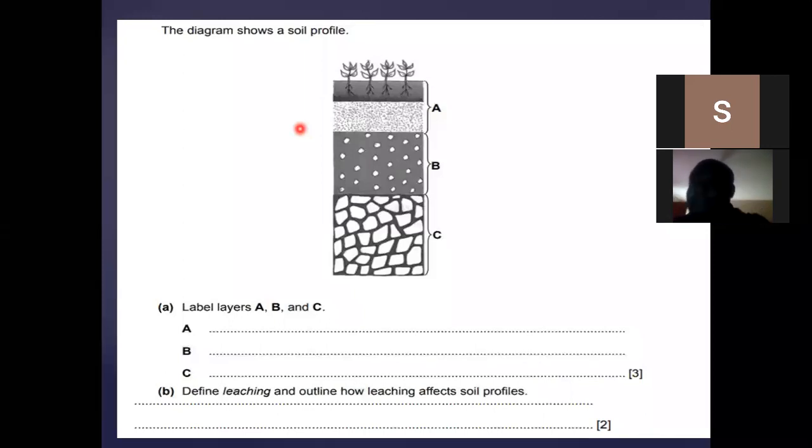Right, question number 1. The diagram shows a soil profile. Label layer A, B, and C. This is one of the common questions that normally appears in the exam when they are asking about this topic of soil profile, where they will request you to label layer A, layer B, and layer C. Are you able to identify layer A, layer B, and layer C? If so, write it down, then you check the answers.